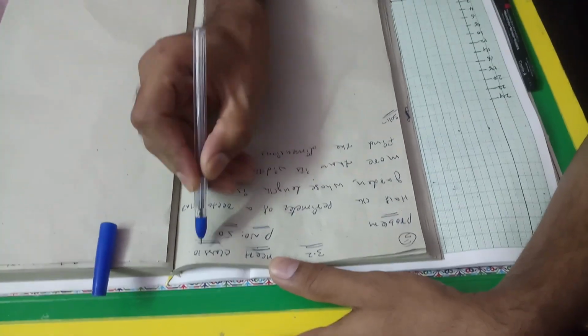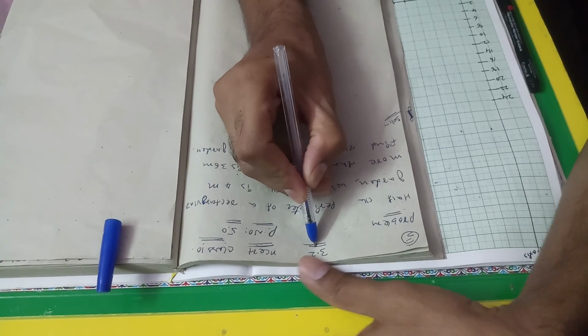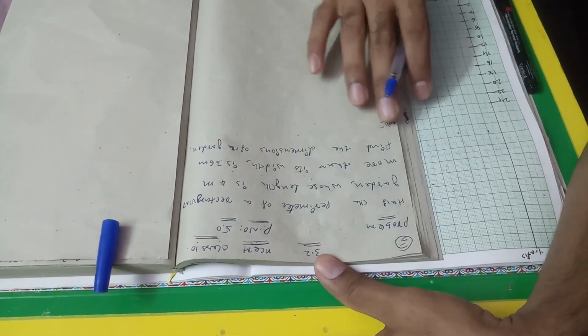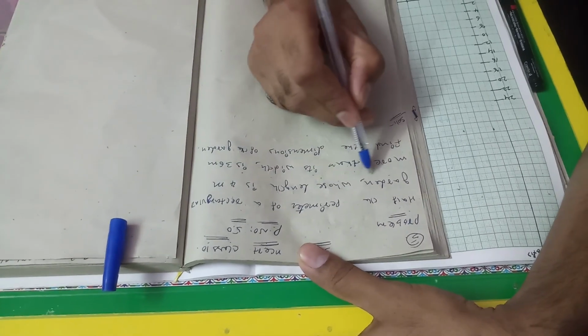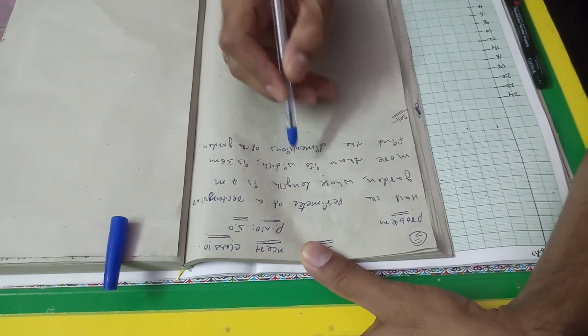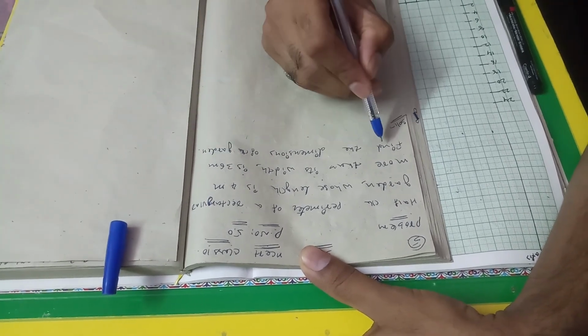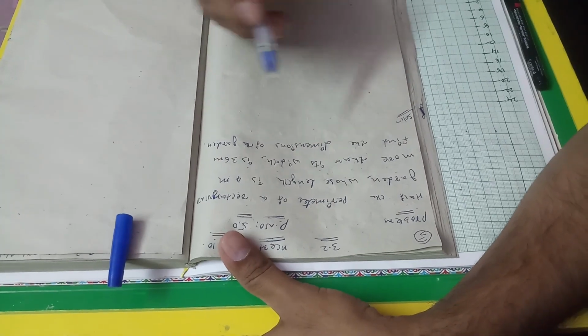Class 10th, page number 50, exercise 3.2, question number 5. The question says that half the perimeter of a rectangular garden, whose length is 4 meters more than its width, is 36 meters. Find the dimensions of the garden. We have to find out the dimensions of the garden.